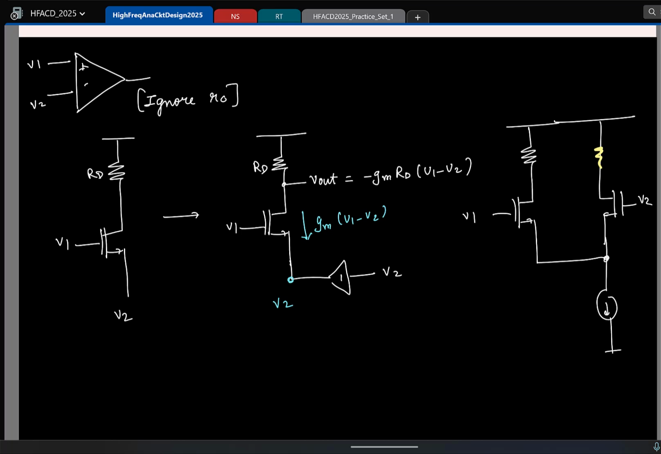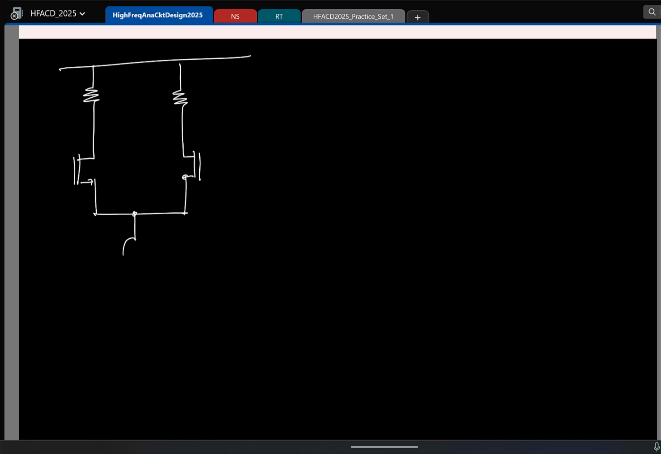So let me redraw it in a neater way. This is V1, V2, RD and RD. Now I can tap the output from any of the two arms. So let us say I tap it from this and call it Vout. Okay. Cool.